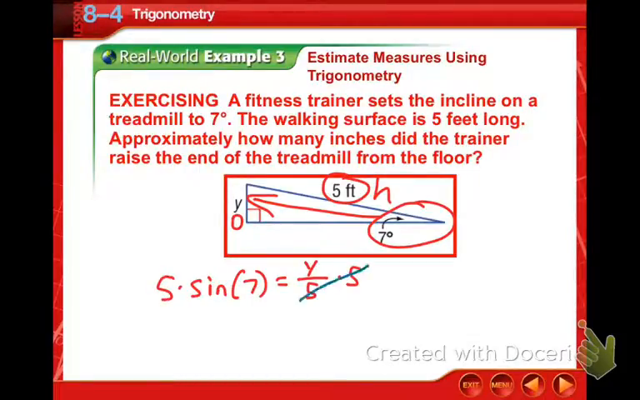So this cancels on the right, the 5 anyway. So we're left with y being equal to 5 times sine of 7. You don't have to put a times in between if you don't want to. That's okay. Again, when you're doing this stuff, you need to make sure your calculator is in degree mode.